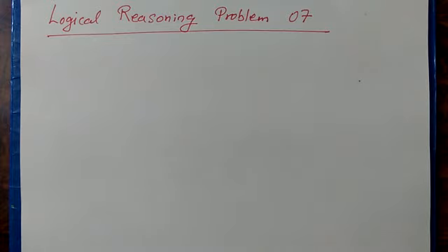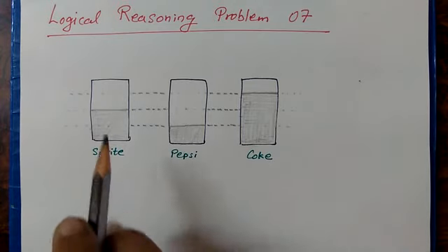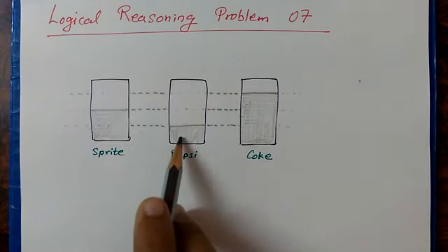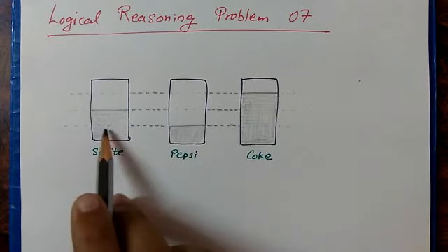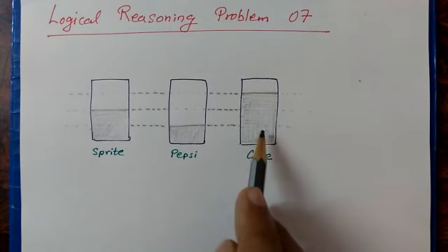So let's begin. Our first condition is Pepsi is between Sprite and Coke. So let's try to draw it quickly. The second condition is the amount of Sprite is more than the amount of Pepsi but lesser than that of Coke. Okay, then our drawing is ready. Here we can see Sprite is more than Pepsi but less than Coke. See, so we have drawn it as accurately as possible.